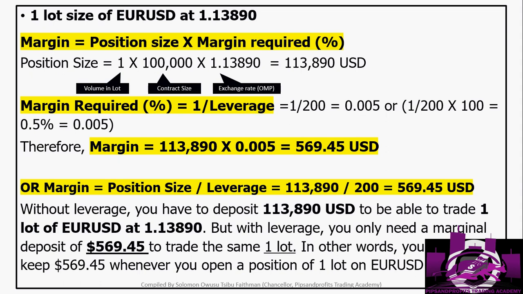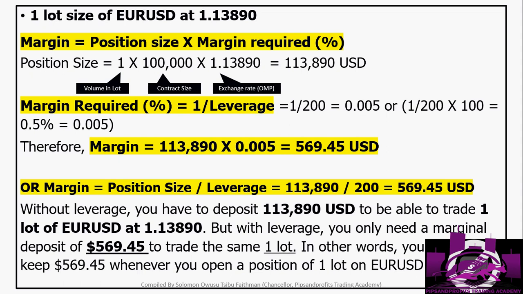I don't think that all of us over here have that amount of money to be able to open just one lot size of Euro USD at 1.13890. However, with leverage, you only need a marginal deposit of $569. So with leverage, all that you need is just $569 to be able to trade one lot size.